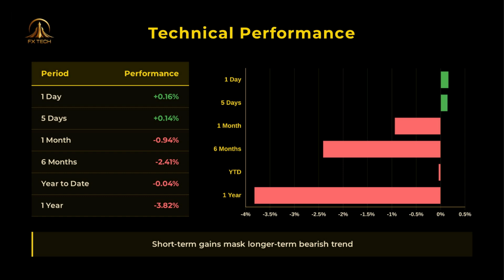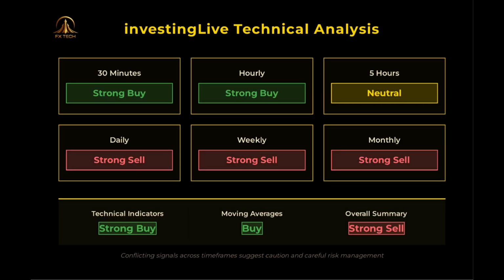This data clearly illustrates that short-term gains are masking a longer-term bearish trend, a crucial insight for traders considering their time horizons. The Investing Live technical analysis reveals conflicting signals across different timeframes, which traders must navigate carefully. On the 30-minute and hourly charts, we see strong buy signals, suggesting short-term bullish momentum. The 5-hour time frame shows a neutral stance, indicating a transition zone.